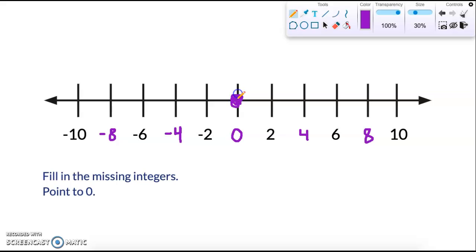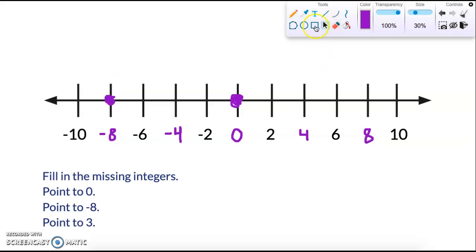Good. Why are we finding 0 every time? Think about that. 0 is really important for locating the center of your number line. That doesn't mean it's always going to be in the center of the segment that we see, but it is always going to be the center, meaning that it splits our negatives from our positives. So that's why we always find that one first. Then point to negative 8. Negative 8 is all the way over here on the left-hand side.